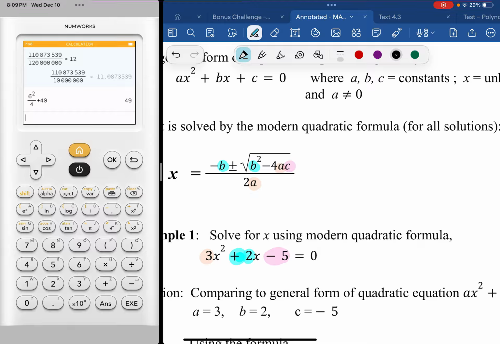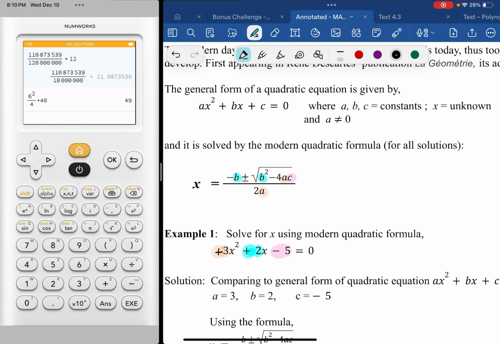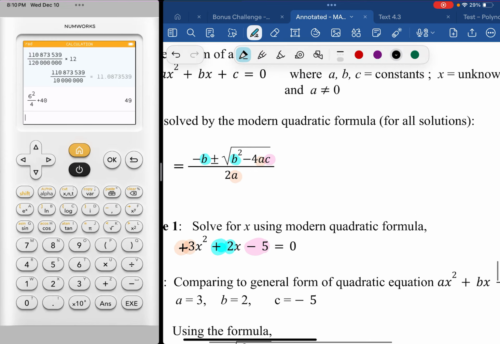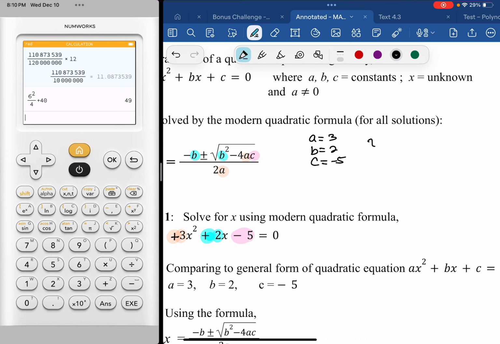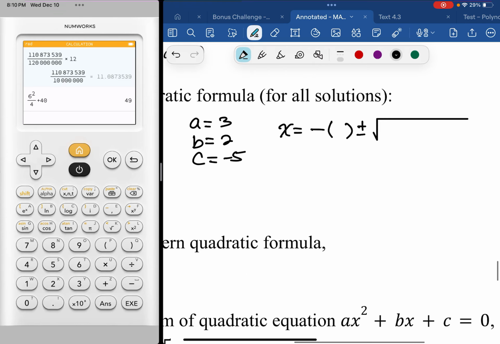So this is assumed to be a positive 3. There's no negative sign in front of it, so it's a positive 3 that gets plugged into the formula. So my a value is 3, my b value is 2, and my c value is -5. So I would plug into my formula x equals negative, the 2 is going to go in there, but what I'll do is put parentheses everywhere. I'm going to make a substitution.